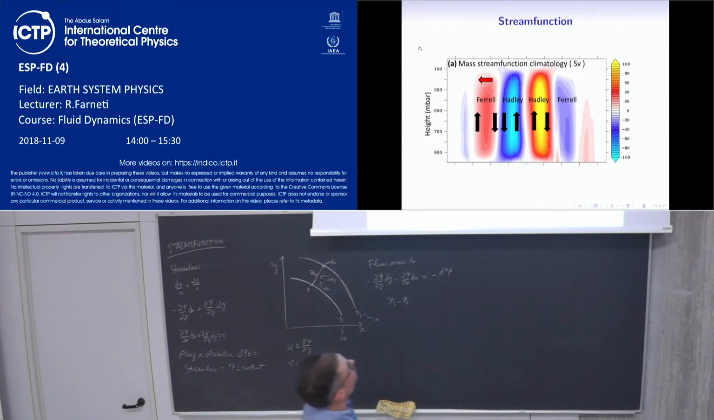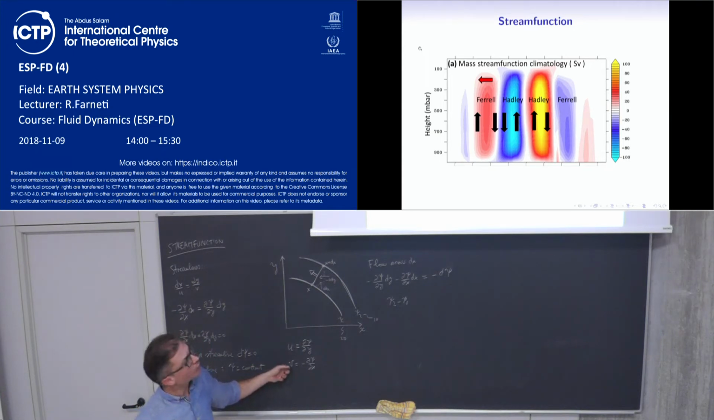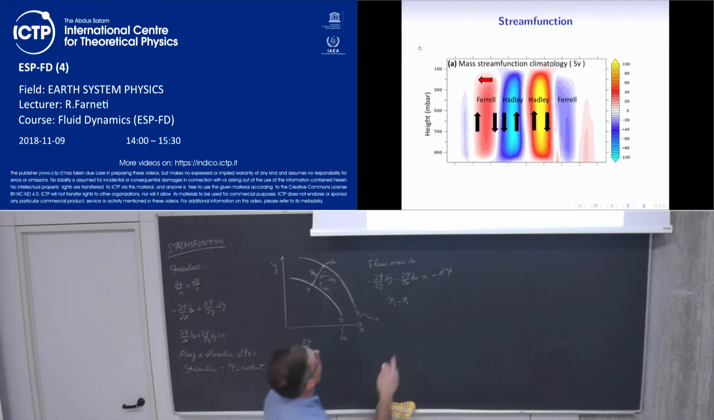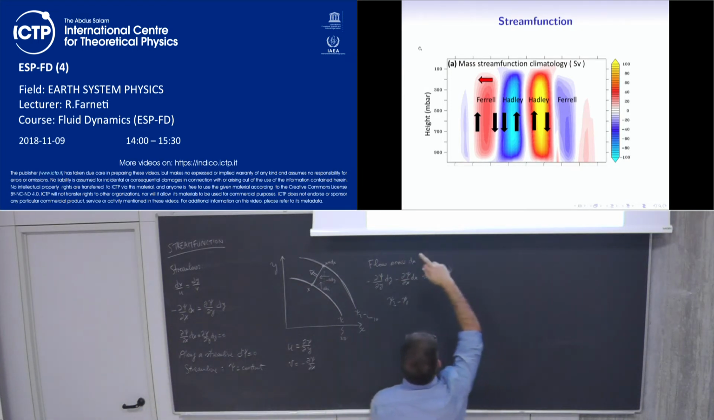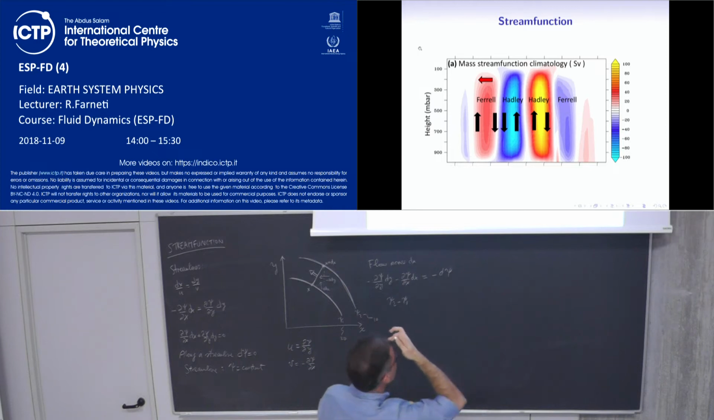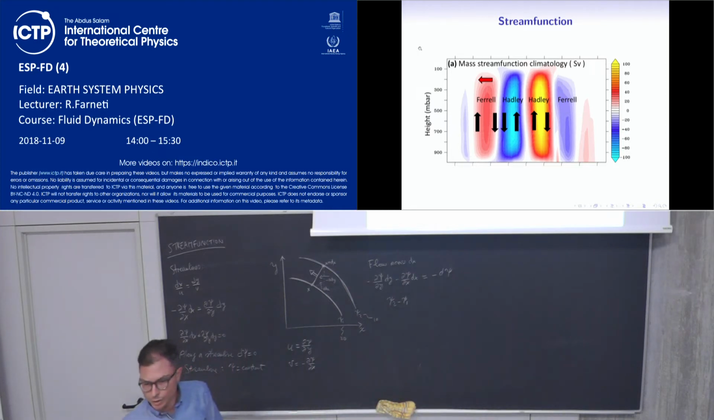For example, in the atmosphere, you take the velocity vector in the atmospheric flow, wind, okay? You have a u and a v component. In space, this is latitude versus height, okay? You have a model or you have observations, you have u and v, and you build your stream function. Okay. So all those different colors are different values of stream functions.